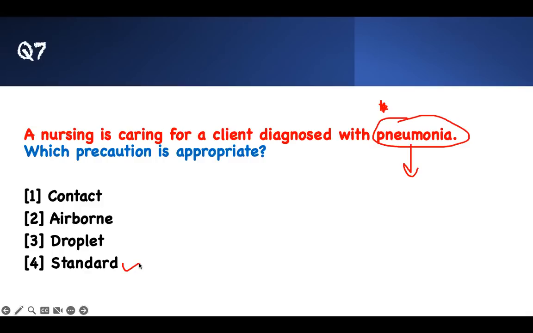If they said mycoplasma pneumonia, yeah, you know that is droplet, okay? If it's TB pneumonia, it's airborne. If it's adenovirus pneumonia, yeah, it changes. So if they give you the organism, then you go with the organism. But for now, it's just pneumonia. It's a standard precaution. So that's the trick. You just do standard precaution for that.